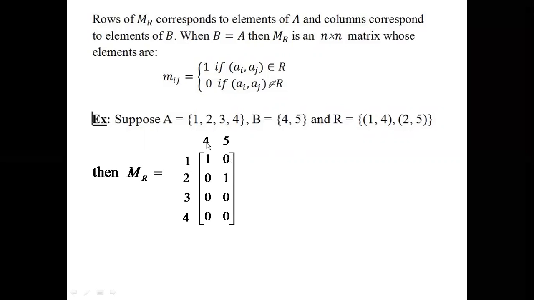Similarly, 2 is not related to 4, because (2, 4) does not belong to the relation R. That's why we assign 0. 2 is related to 5 because R has the pair (2, 5). That's why we assign 1. So if any (Ai, Bj) belongs to the relation R, then we assign 1 in that place. If (Ai, Bj) does not belong to the relation R, then we assign 0 in that place. So this is a simple example to understand the matrix relation.